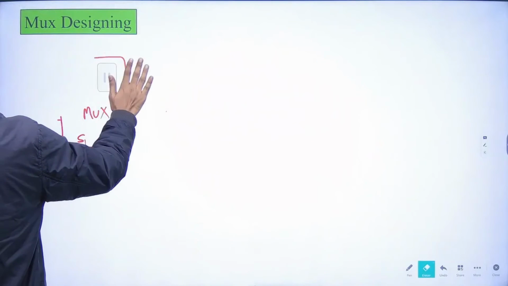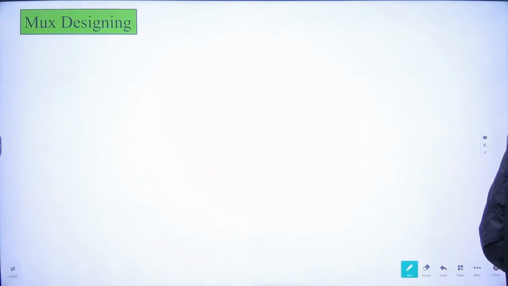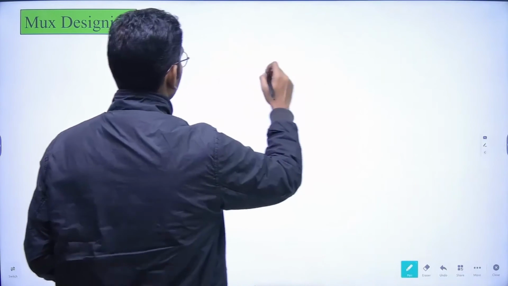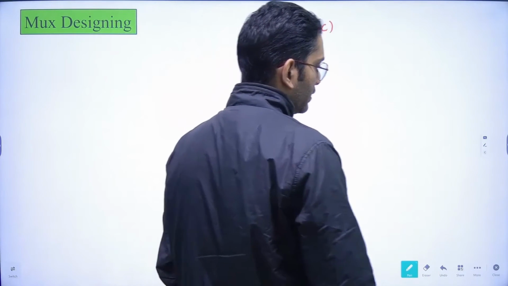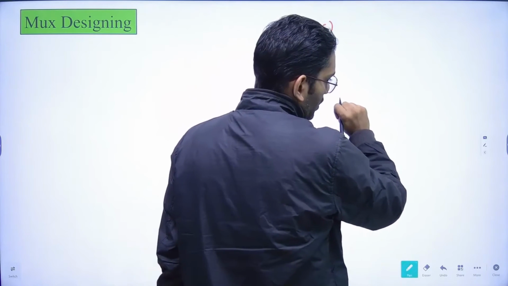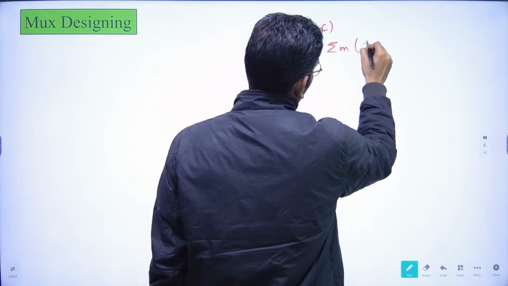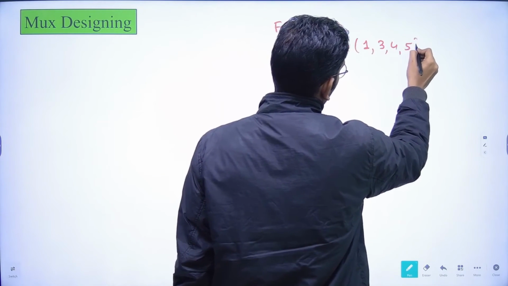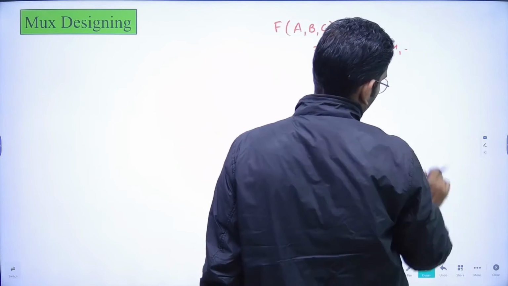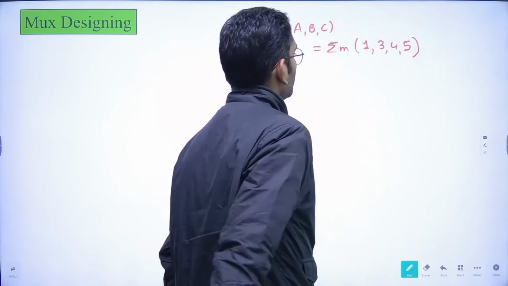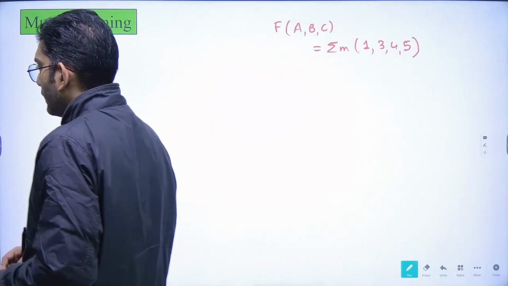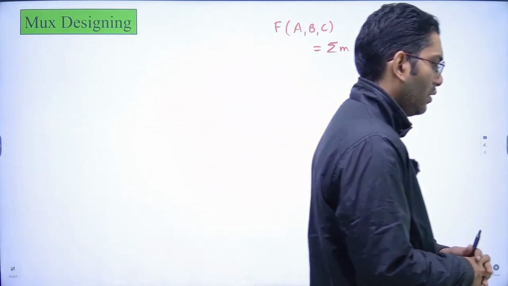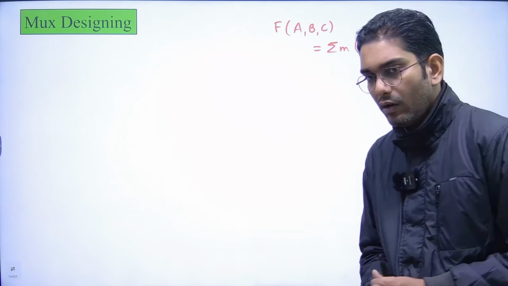I would be taking an example. Just suppose we are given the function F of A, B and C equals summation m(1, 3, 4, 5). This is the output equation that we have been given. Now we have to determine what inputs we would have to provide on I0, I1, I2 and I3.